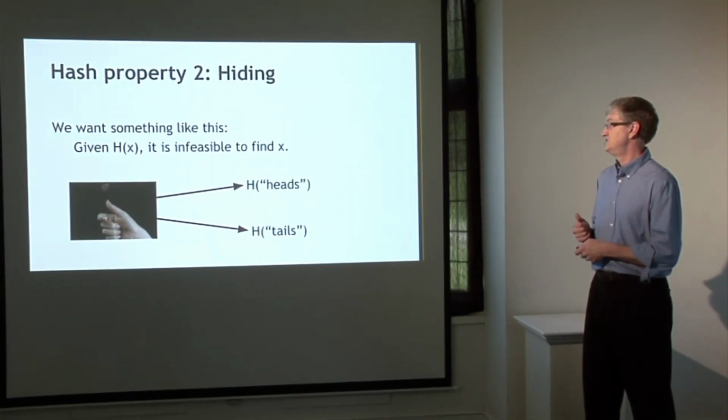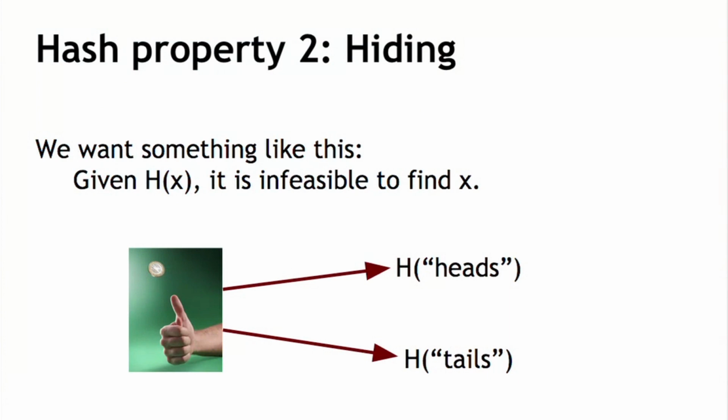Here, we're going to do an experiment where we flip a coin, and if the result of the coin flip was heads, we return the hash of the string heads, and if the result was tails, we return the hash of the string tails. Now we ask someone who didn't see the coin flip but only saw this hash output to figure out what the string was that was hashed. That, of course, is going to be easy. It's easy to find x. You simply compute the hash of the string heads and the hash of the string tails, and you see which one you got. And so in just a couple of steps, you can figure out what x was.